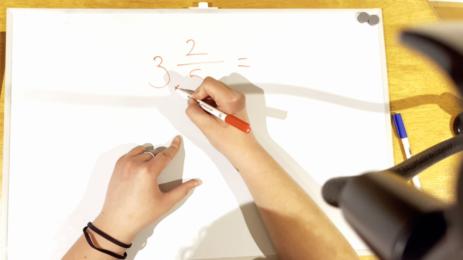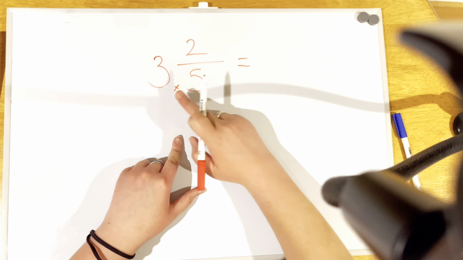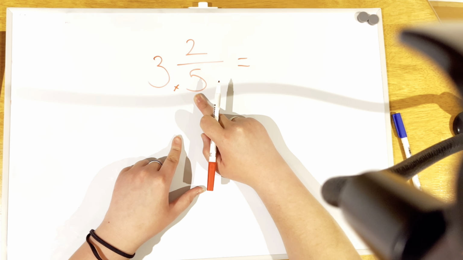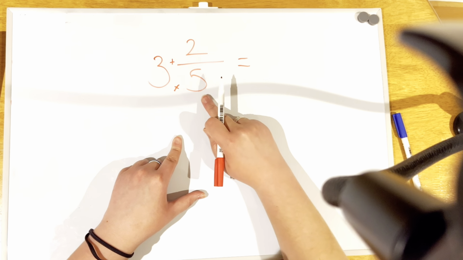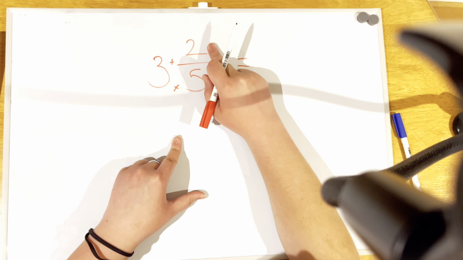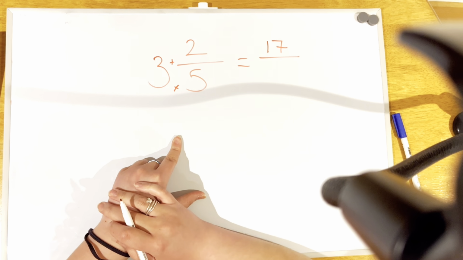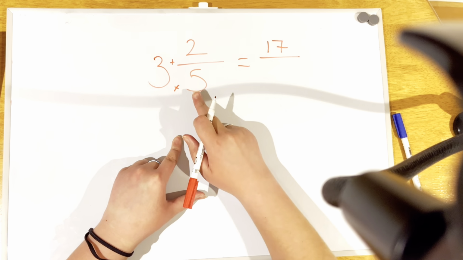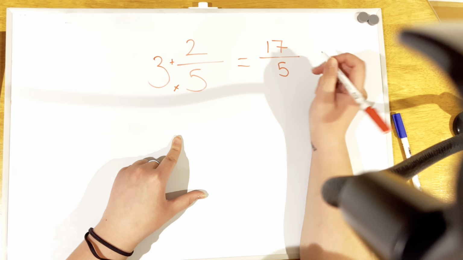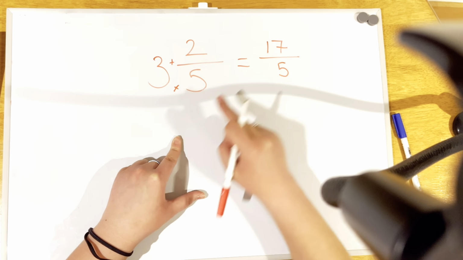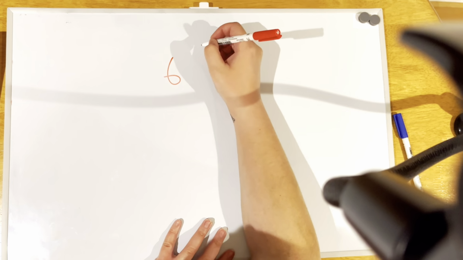So we need to times our whole number by our denominator. So 3 times 5 is 15. Plus our numerator. So 3 times 5 is 15, plus 2 is 17. So 17 is our new numerator. And because we've got 5 as our denominator here, we just carry it over. So 3 and 2 fifths is 17 fifths as an improper fraction.